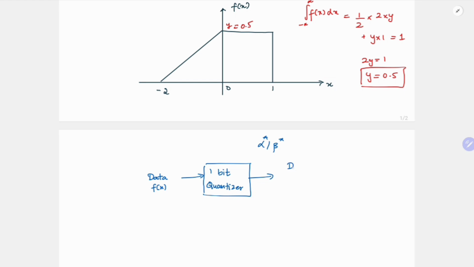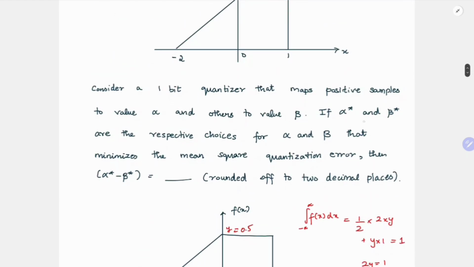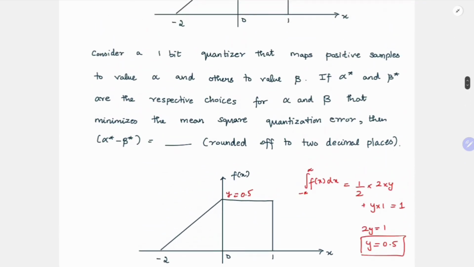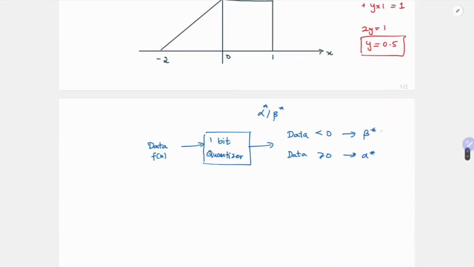So positive samples map to alpha and others to beta. So data less than 0 they are mapping to beta star, and data greater than 0, you can say greater than or equal to, because at one particular point anyway your probability is going to be 0, is mapped to alpha star. So they're mapping it to alpha and beta, and alpha star and beta star are such that your mean square quantization error is minimized.